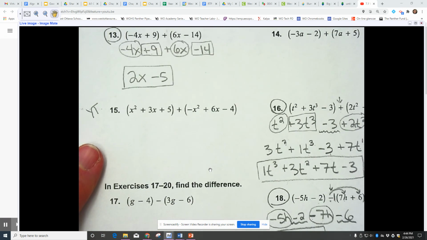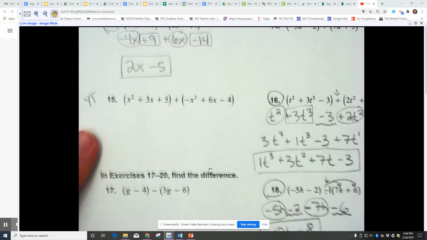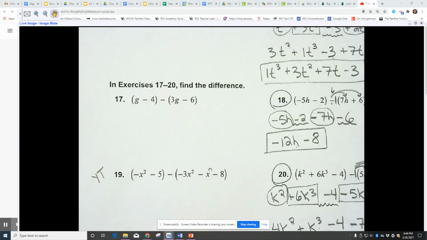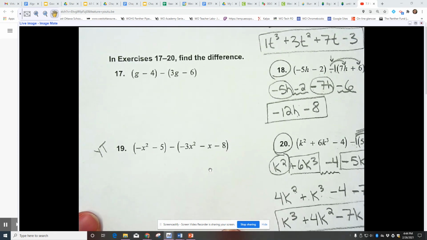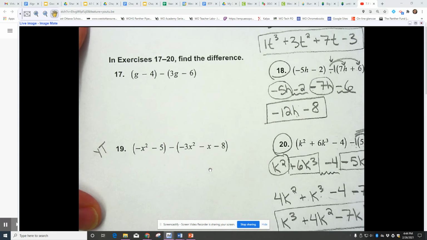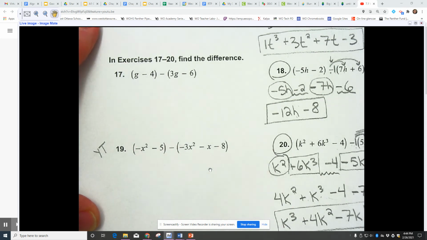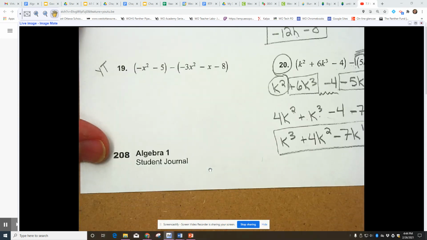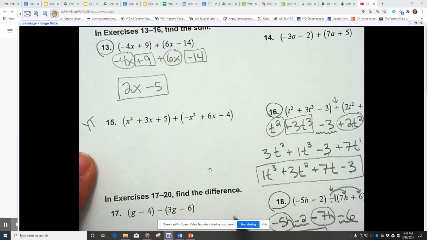Okay, what I would like you to do is pause the video and try this one. 15 and 19. So pause the video and try 15 and 19. And then I'm going to have you try those, and then I'm going to maybe have you check those. Nah, I won't have you check them in class. You've already paused it. You've tried them. I will put the answer down here quickly.